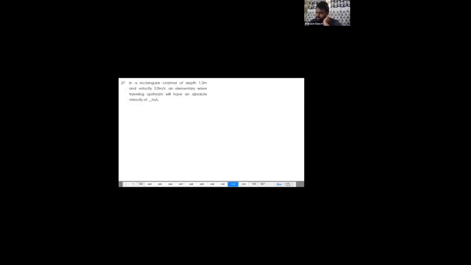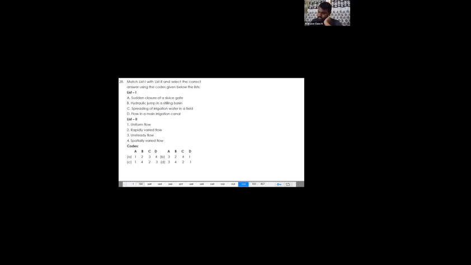Remaining only 2 questions are left over. So now these are for the classroom practice questions. Now for question number 28, sudden closure of a sluice gate. So A, sudden closure of a sluice gate.